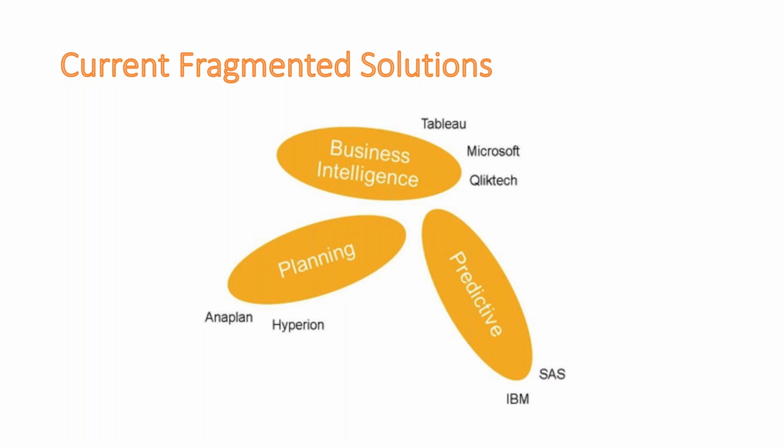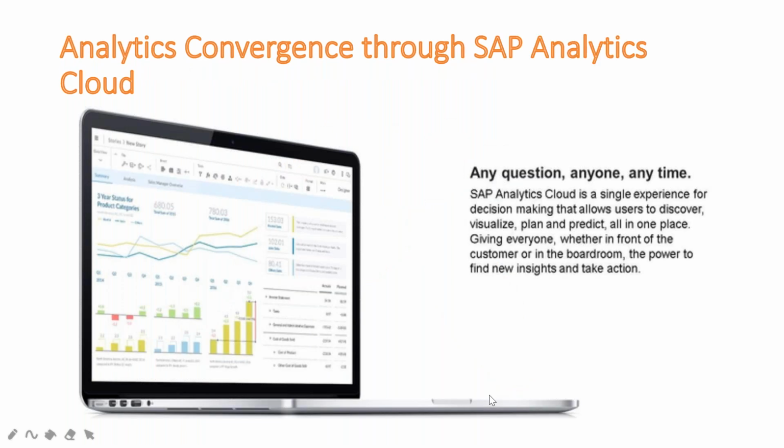We have different tools and different products to handle this segmented analytics. Now we don't have any one specific solution which can handle all three areas of analytics. And SAP is coming with a first of its kind solution, where SAP Analytics Cloud is a single product, a single cloud application, which can handle all three areas of analytics, intelligence, planning, and prediction, all in one place, and highly powered by artificial intelligence and machine learning.